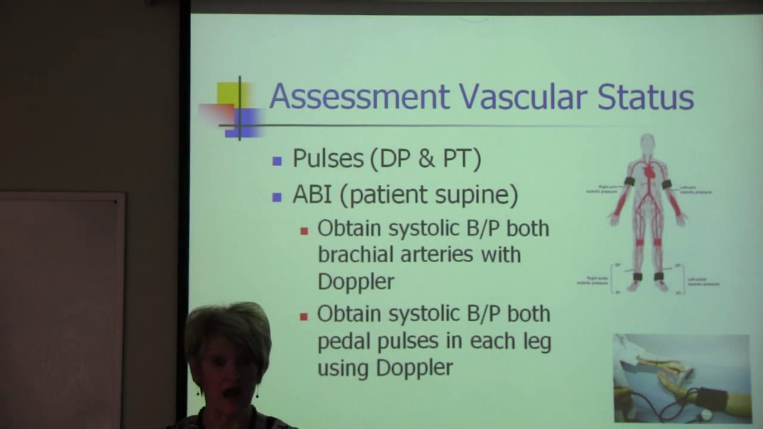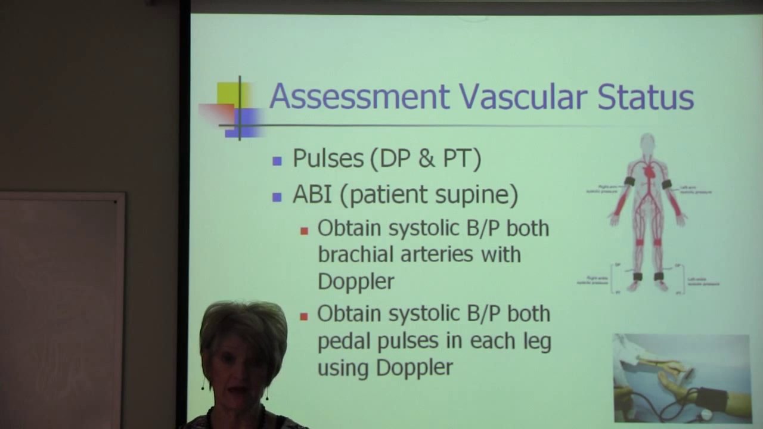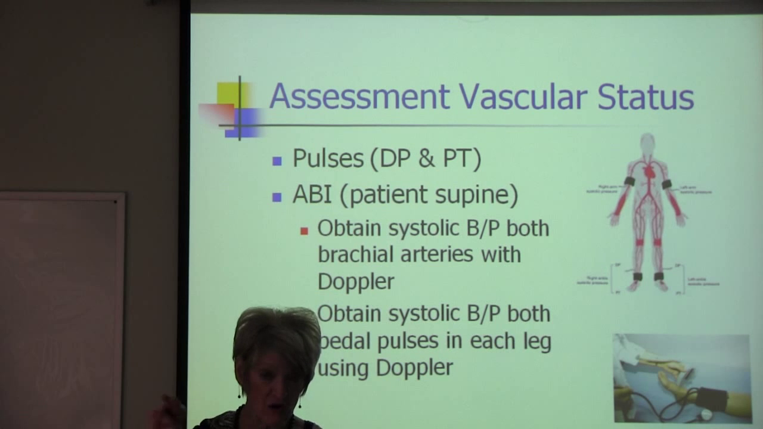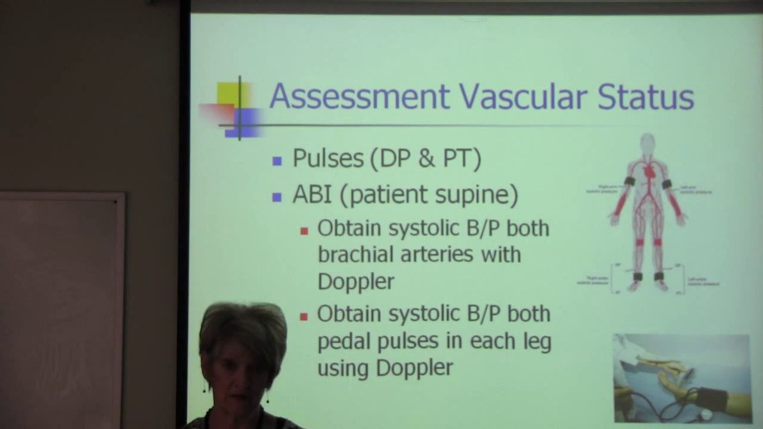Then I come to the very objective measures of vascular status, and the two critical objective measures are pulses and ankle brachial index measurement. We've already talked about the two pulses that should be palpable in each lower extremity. The dorsalis pedis, which, as you remember, runs between the first and second toe over the arch of the foot. So I'm going to start at the groove between the first and second toe, and I'm going to come down over the arch of the foot, palpating for the dorsalis pedis.